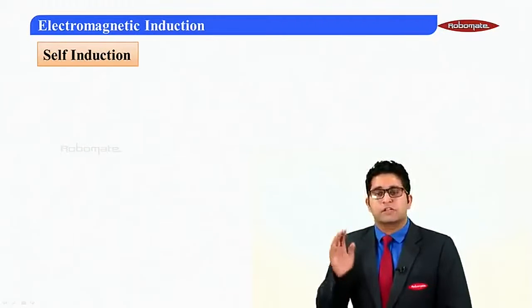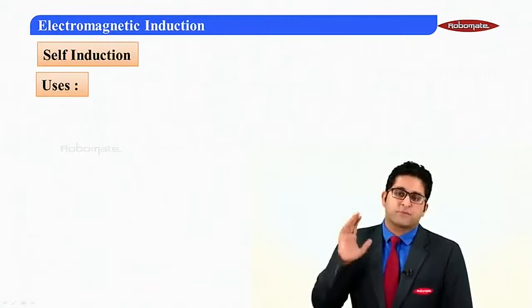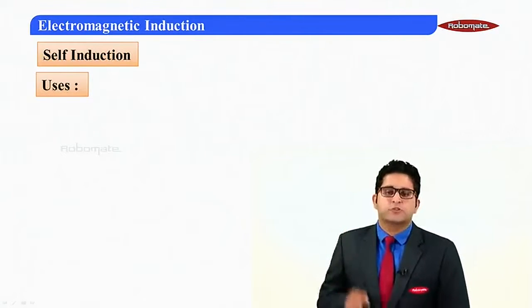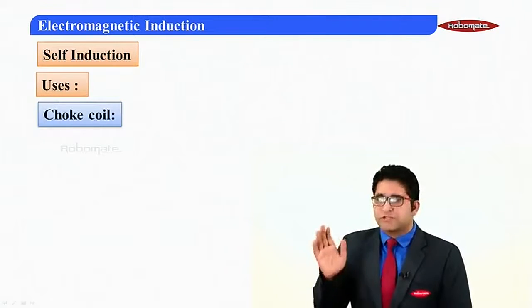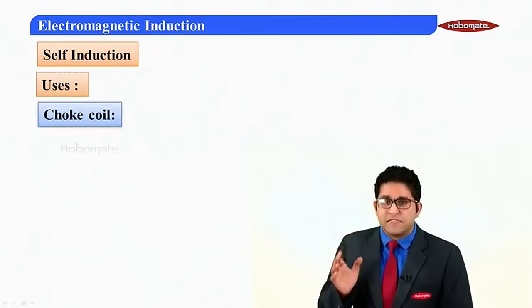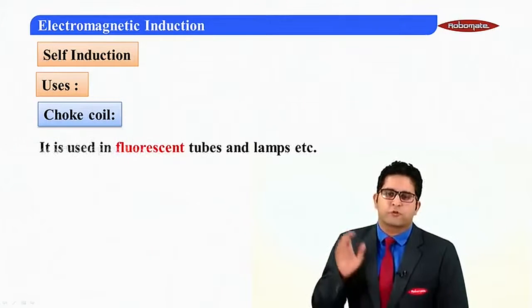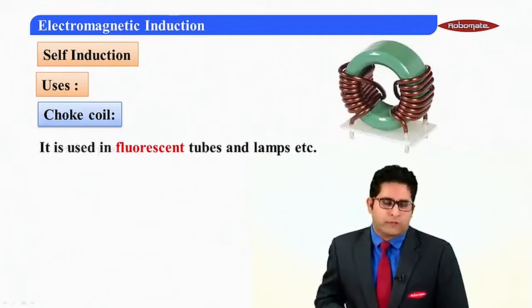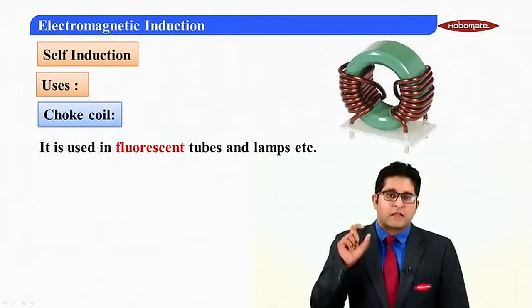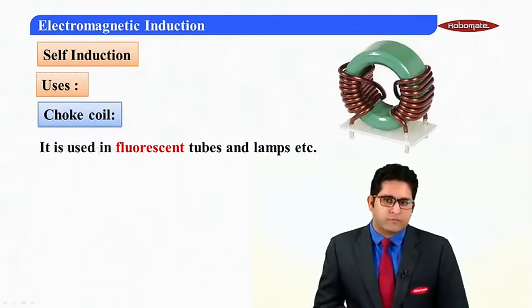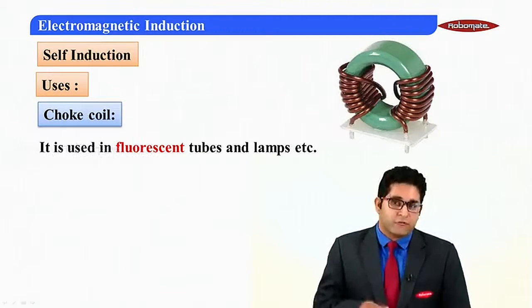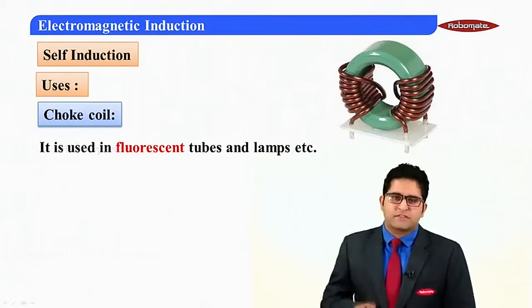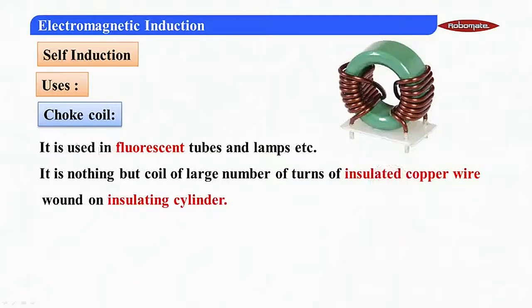Let us start with the uses, or rather the various applications where this concept of self-induction is used. It is widely used in a device called a choke coil. This device called a choke coil is basically used in fluorescent lamps or fluorescent tubes. Now see the diagram carefully. This diagram is of a choke coil. What can you see in this diagram? There are a large number of turns of insulated copper wire wound on a cylindrical ring which is an insulator. Or I can say it is nothing but a coil of a large number of turns of insulated copper wire wound on an insulating cylinder.